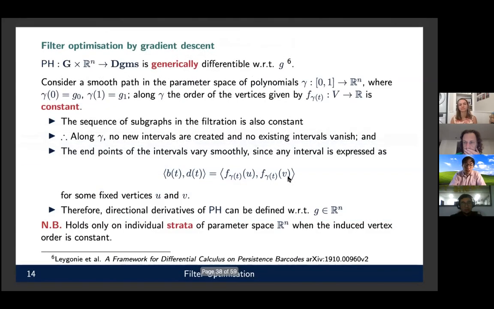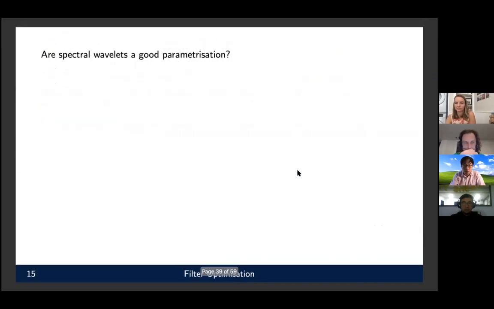And therefore, you could define directional derivatives, and you could define tangent spaces and so on, as you would with a normal manifold. The caveat here is this only holds in pieces, or strata, of parameter space where the induced vertex order is constant, and gradients might change violently when you cross from pieces where the orders are constant to another piece where the orders are different. So the spectral wavelets are a good parameterization.